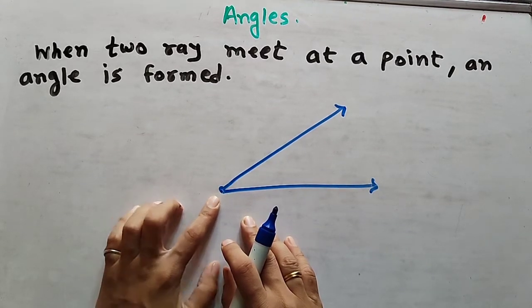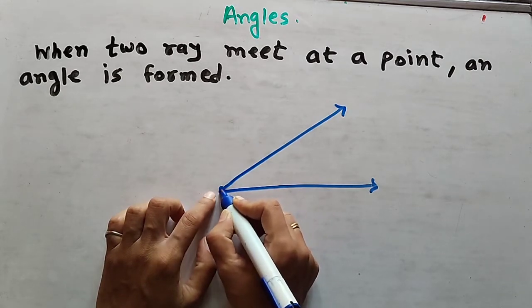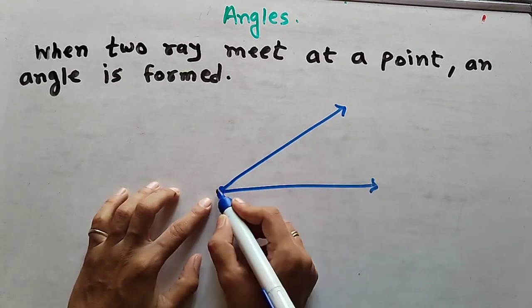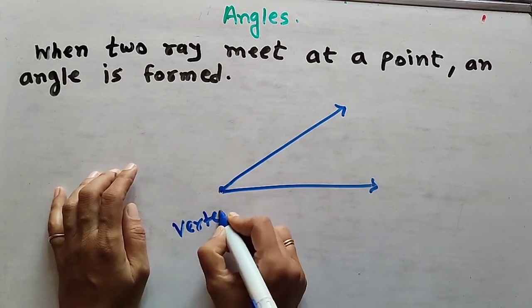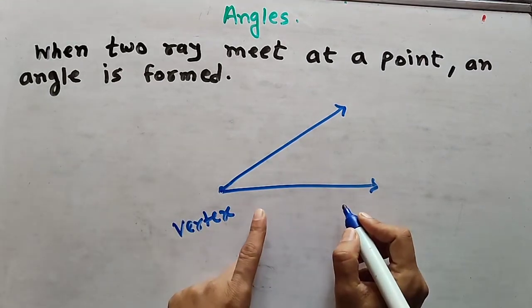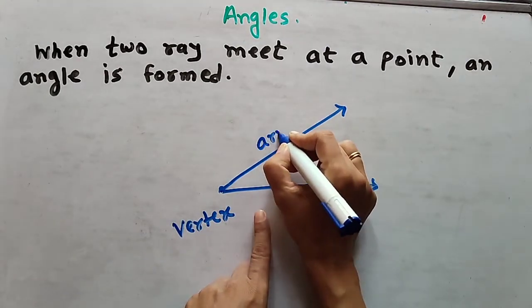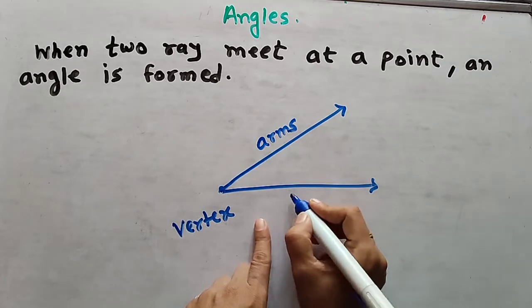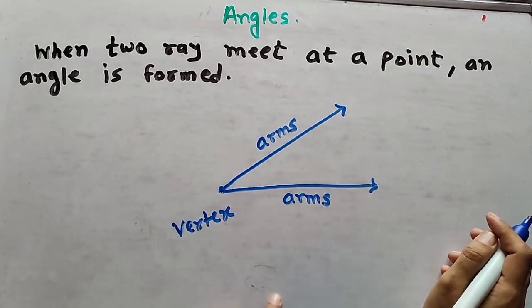Okay, so the point where the rays meet is called the vertex. See here, this point where these two rays meet is called the vertex. Okay, then the rays are called arms. These are the two arms of the angle. This is one arm and this is the second arm.